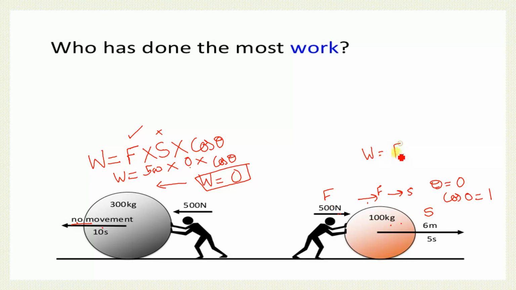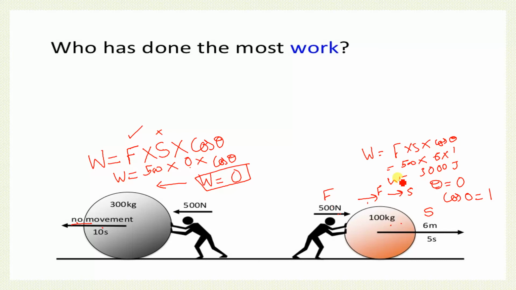So work done is F into S into cos of theta. Force is 500 and displacement is 6, and cos of theta, cos of 0, is 1. So the answer will be 3000 joules. ठीक है जी?